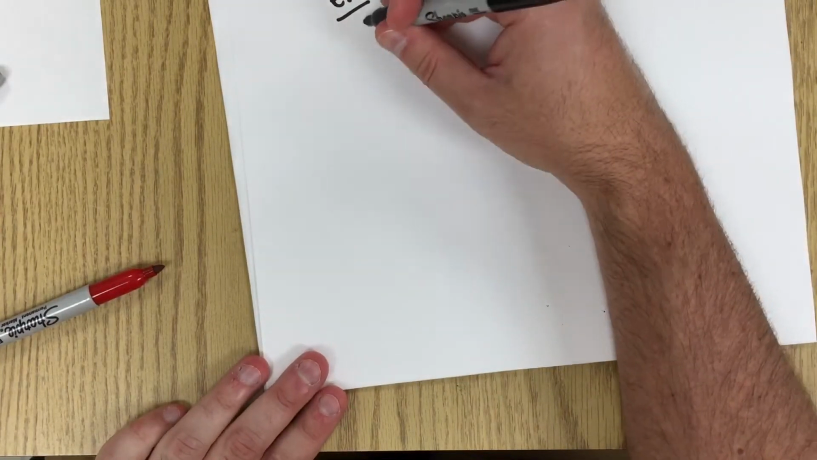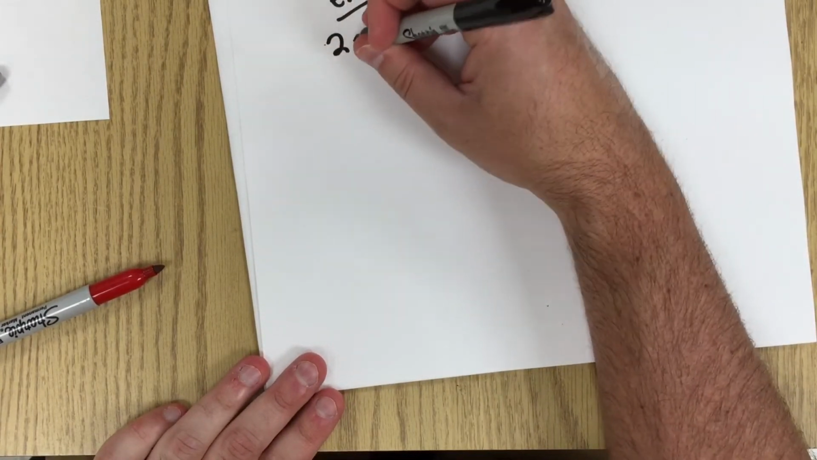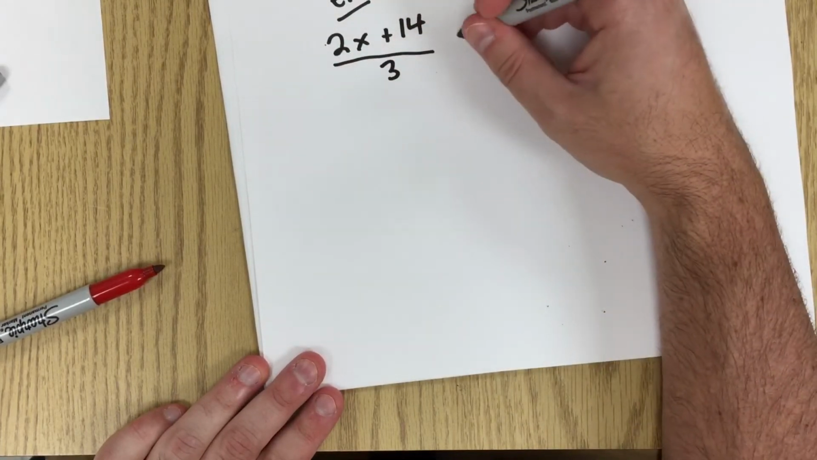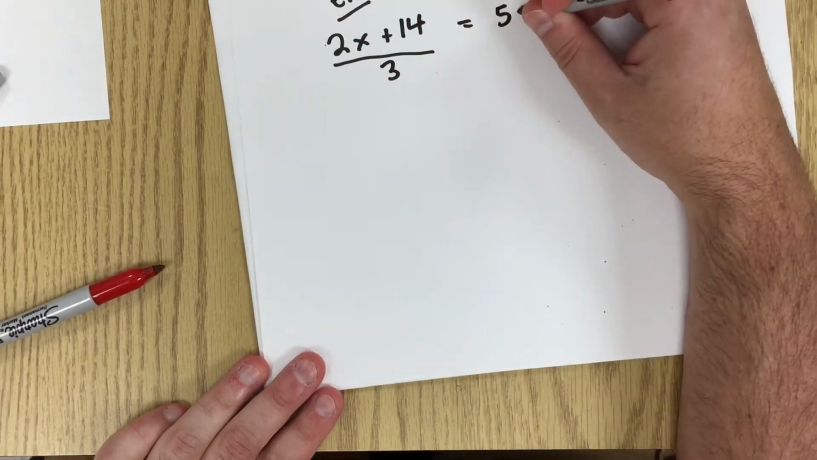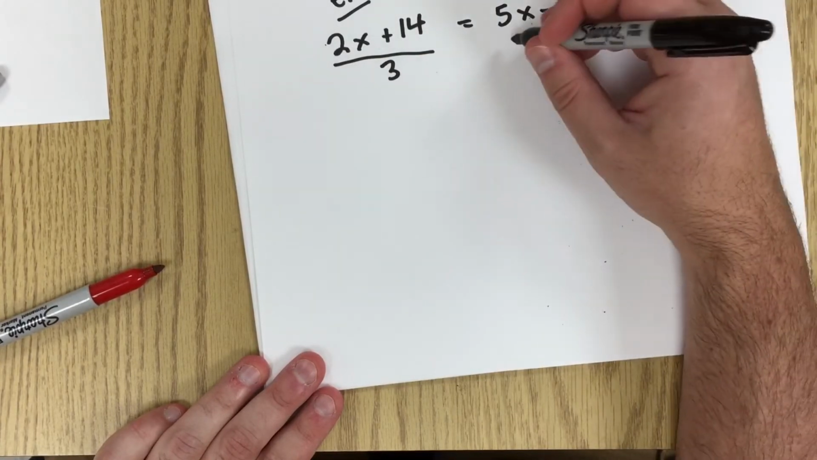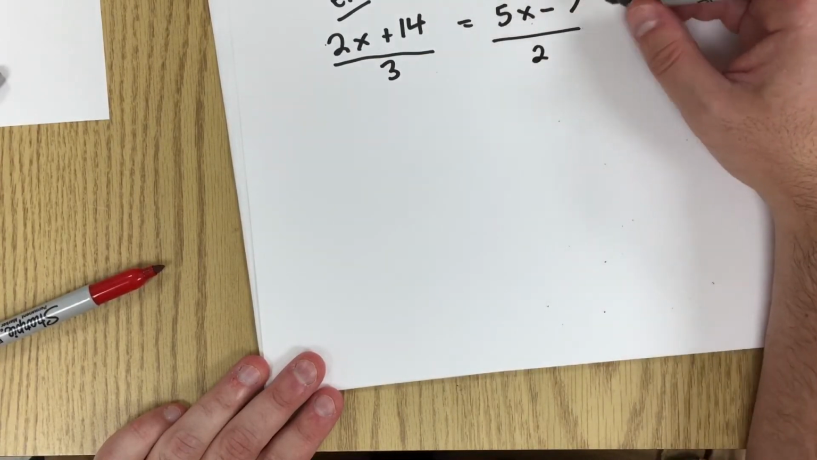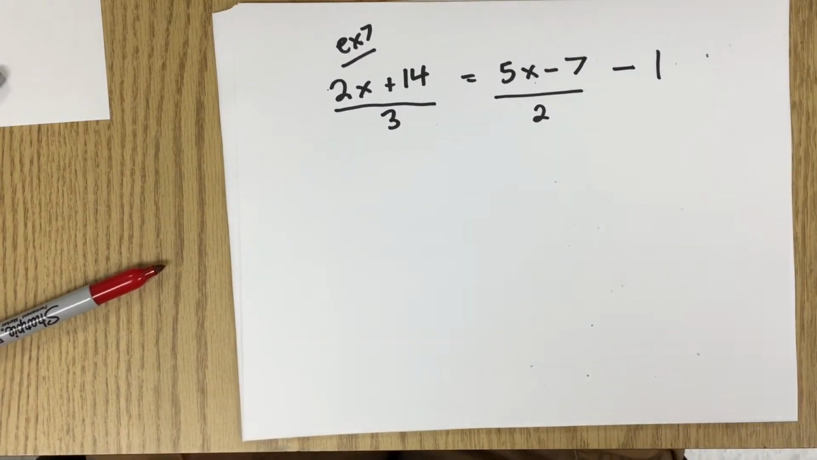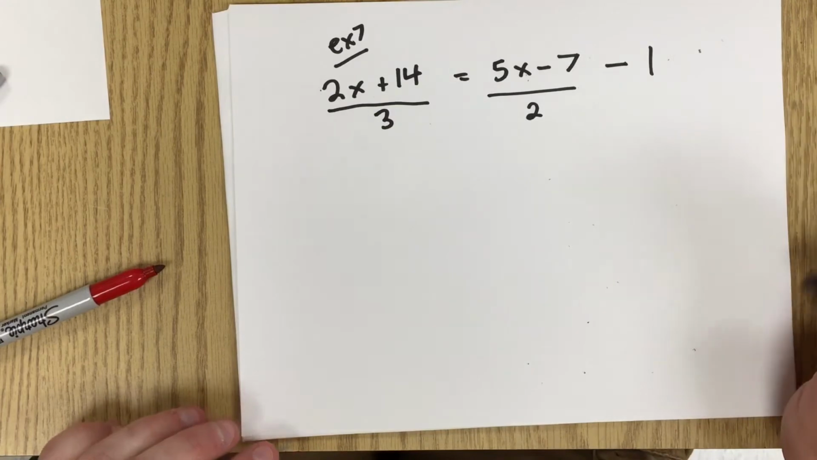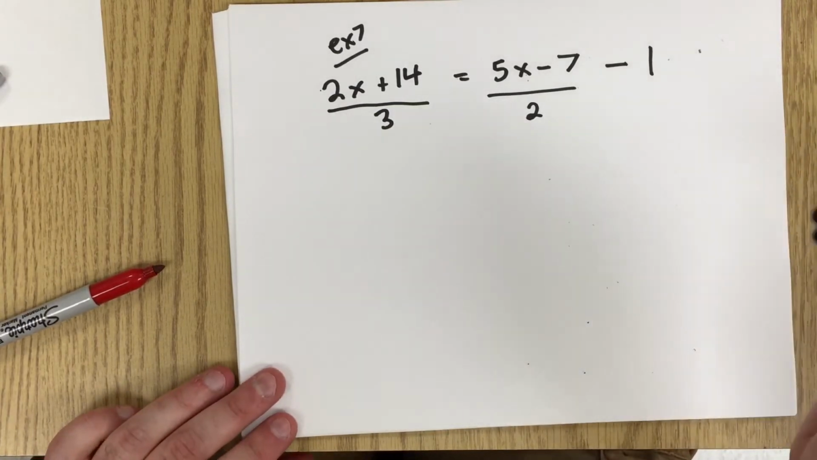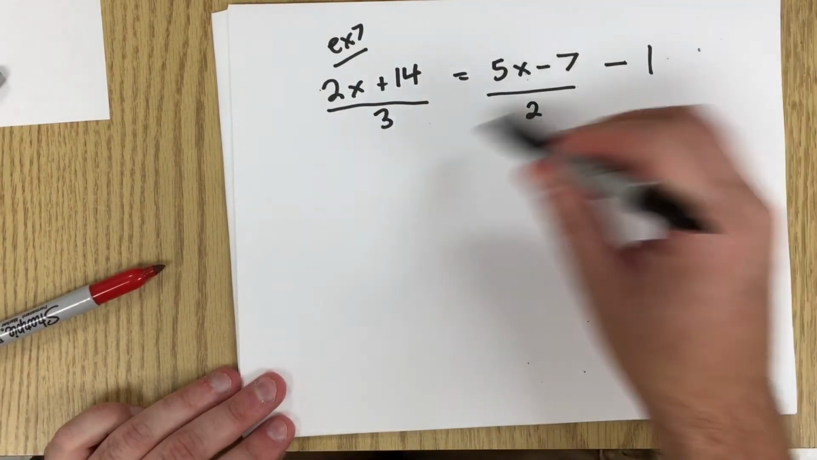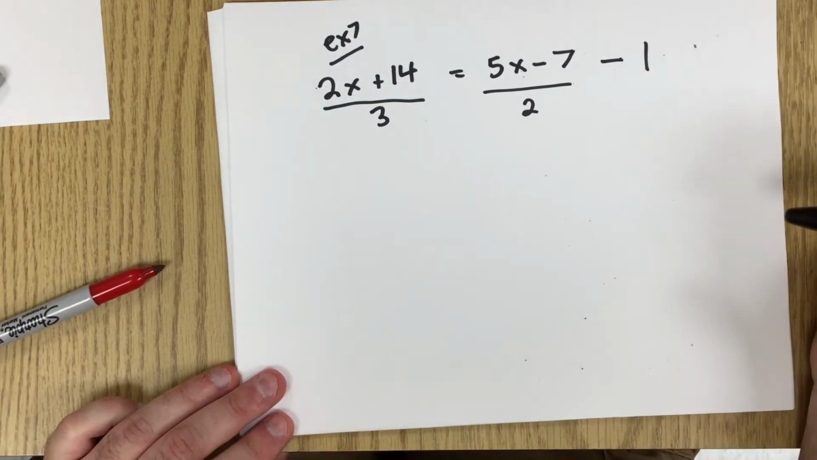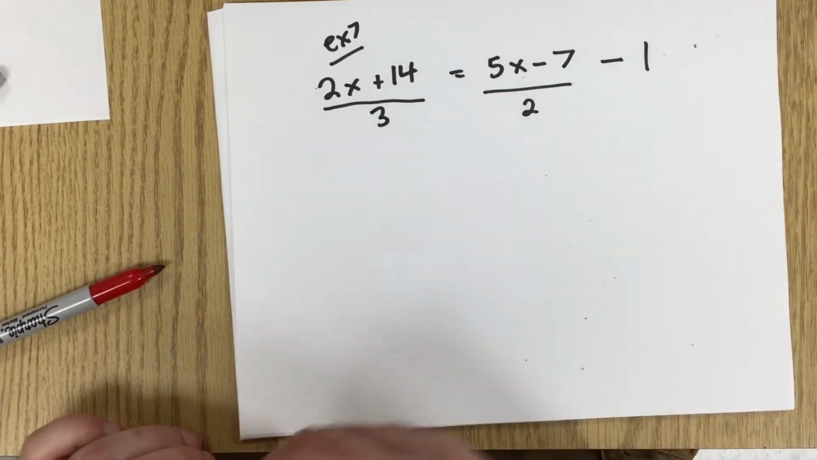Let's do a harder one now. So what makes this one so challenging? What makes this one extra challenging is that we have an extra thing over here. So we have our fraction term, and now we have one extra term over here that we're going to have to deal with.